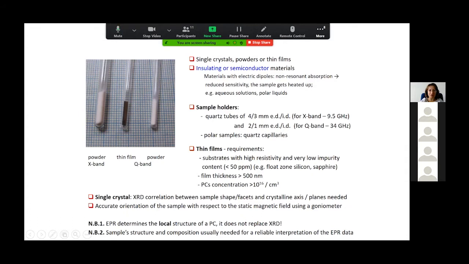So here there are some details on the samples we use, regarding the sample crystallinity, the quantity we need, about the thin film requirements. And now we are really ready to go to the laboratory.